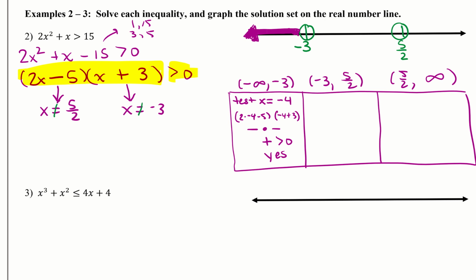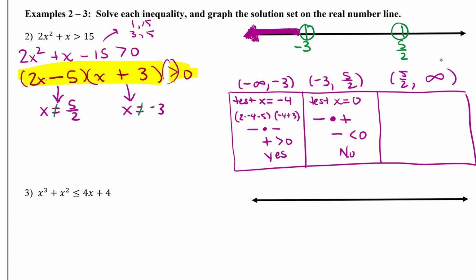If I look at this next interval, I'm going to test an x value within it. Maybe I'll pick 0. Again, I'm going to use my factors. If I plug 0 into the first factor, I have a negative. If I plug it into the second factor, I have a positive. I end up with a negative, which is not bigger than 0. It's smaller than 0. That's not what I want. I want things larger than 0. So I'm not going to select this region between -3 and 5/2. This is where I would have negative values.